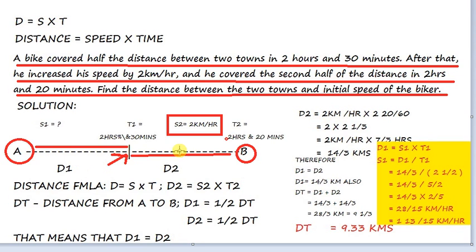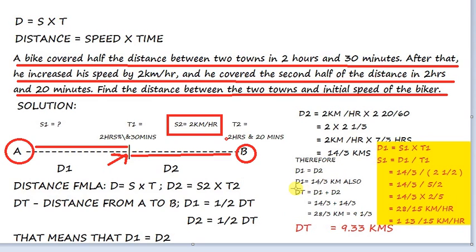But we can solve d2 directly, because from the distance formula, d2 equals speed times time. So the speed is 2 kilometers per hour, and the time is 2 and 20/60 hours, or 2 and 1/3, which converted becomes 7/3 hours. So 2 times 7/3 is 14/3 kilometers. Therefore, the distance covered by the second half is 14/3 kilometers, or about 4.67 kilometers. And that also means that d1 is equal to this.